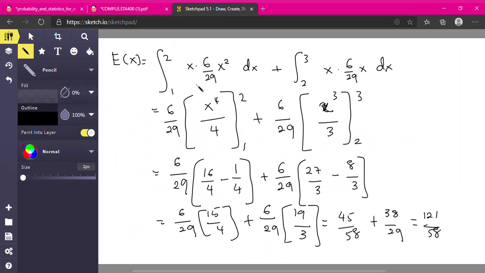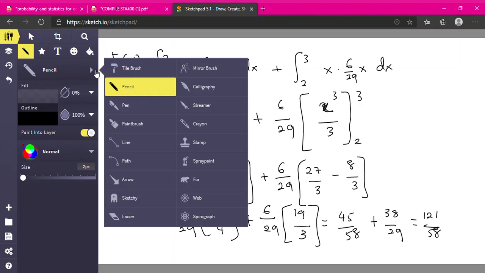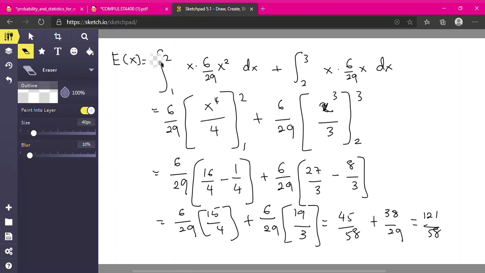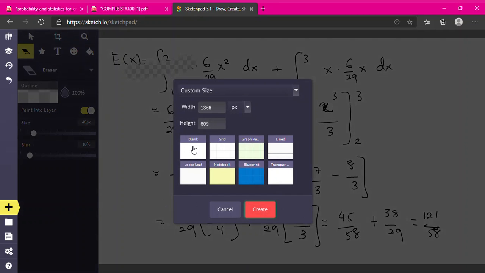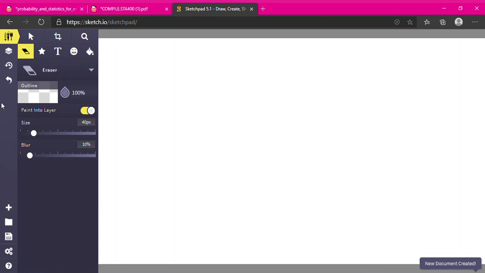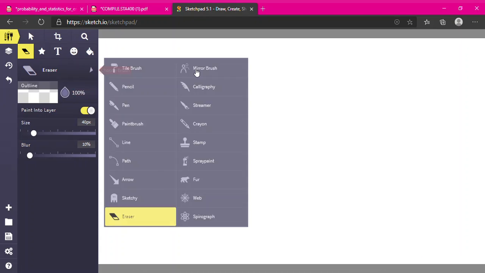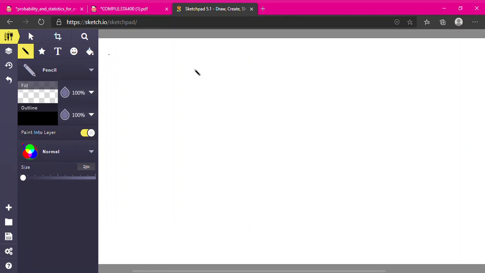So guna cara sama, which is we multiply here with x square. Oh, tak cantik. Alright, I akan ambil yang baru lah. Okay. Okay, so untuk dapatkan expected of x square, it will be 6 over 29 tadi.